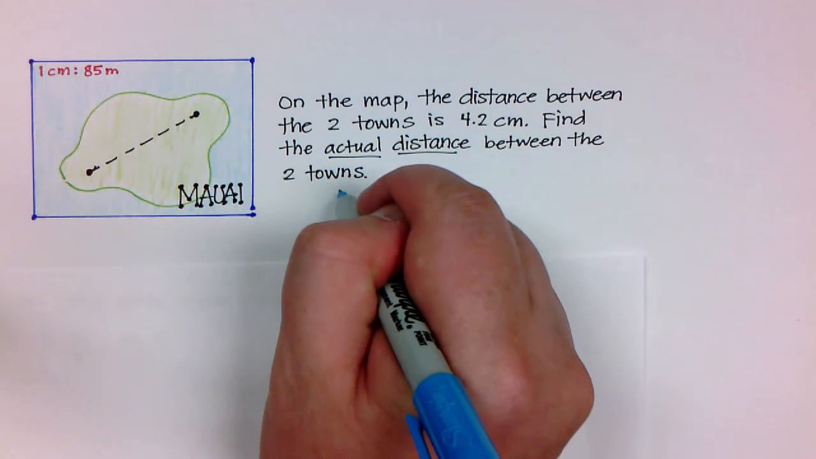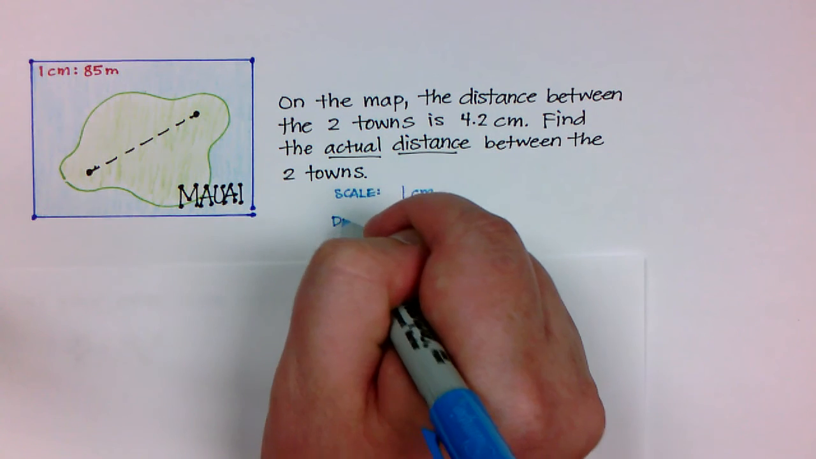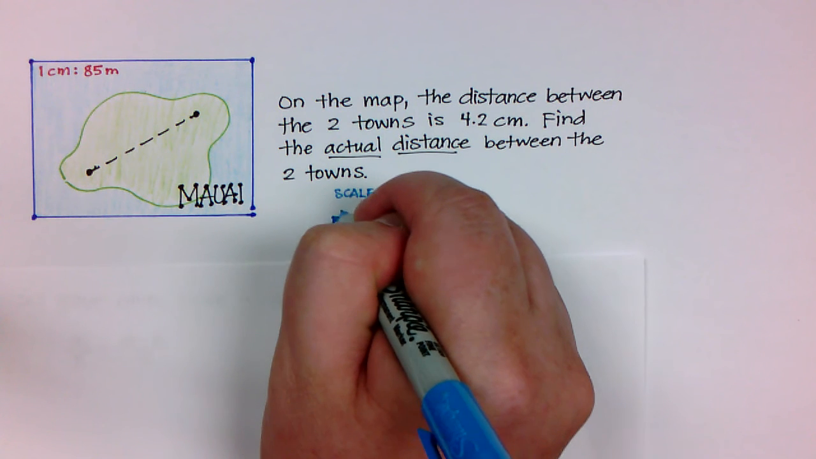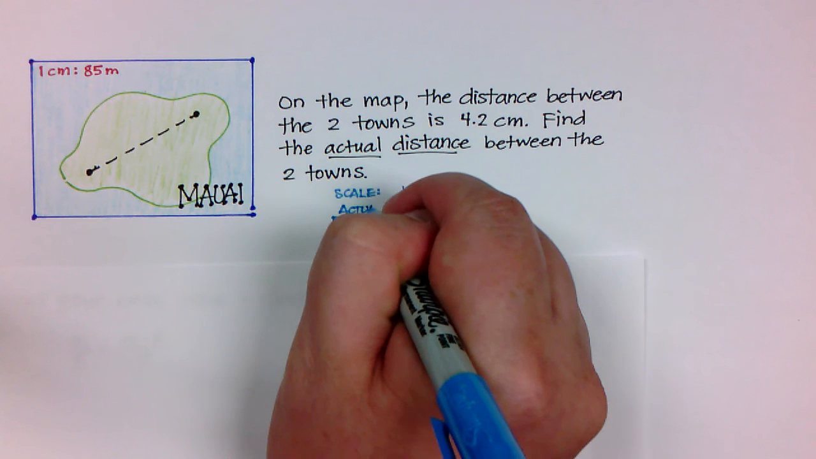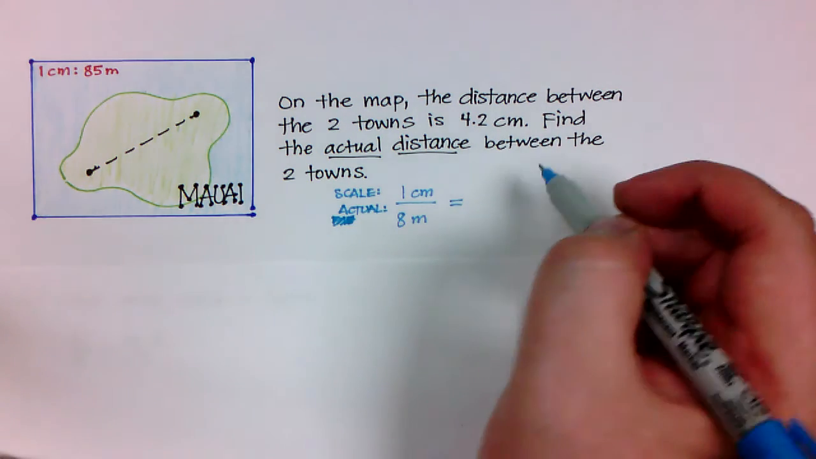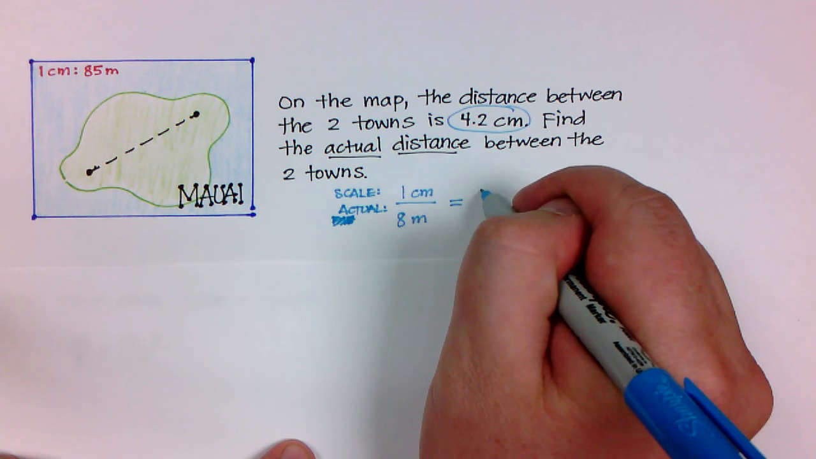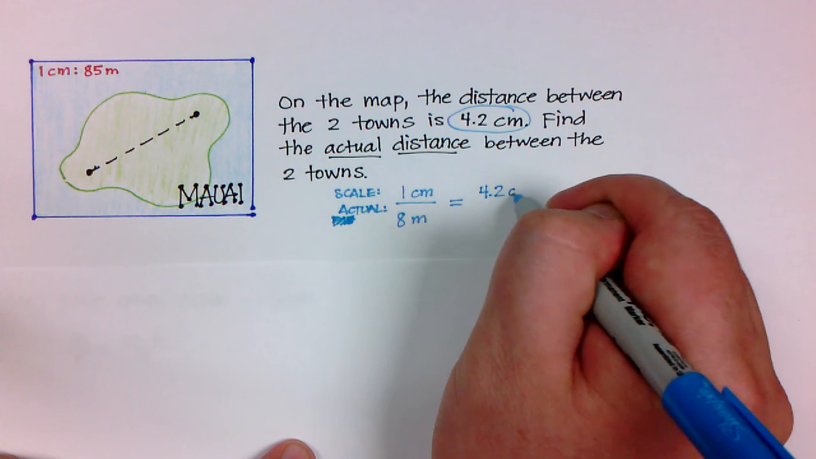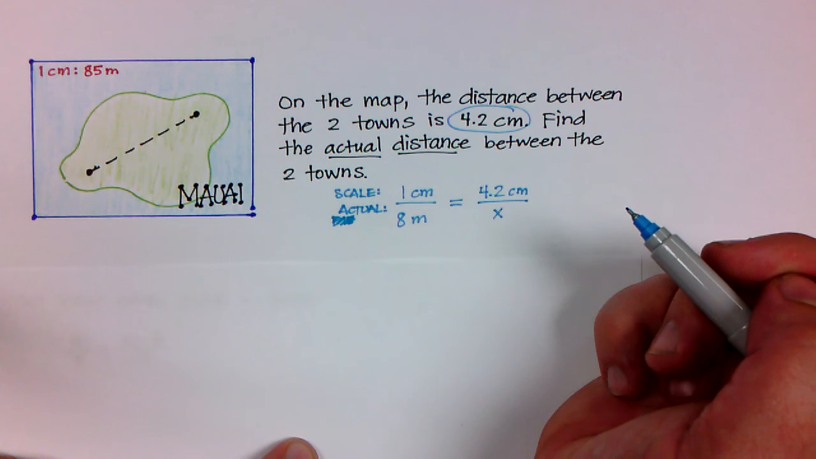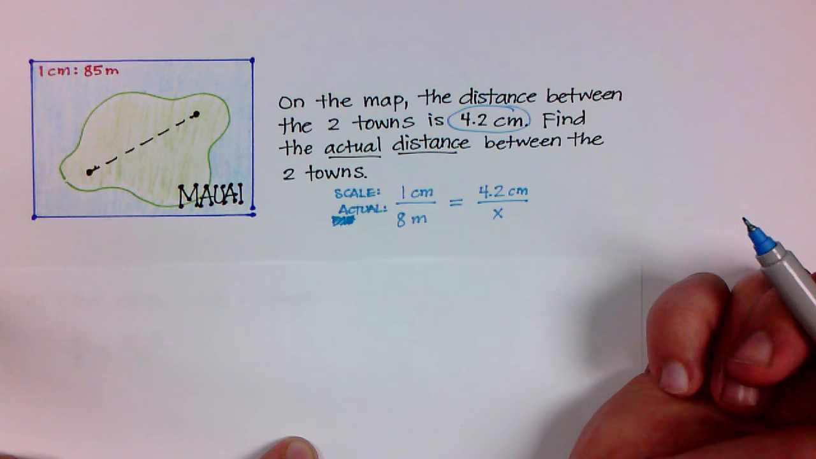So this on top is the scale, and this on the bottom is the distance. Maybe I should put actual. Let's scrap that out. Actual. Okay? So let's try to remember that the scale's on the top and the actual's on the bottom. So when I measured it with my ruler, I found on the scale it was 4.2 centimeters. But I don't know what it is in real life, which is why I'm putting an X there for the actual distance. So I've set up our proportion.